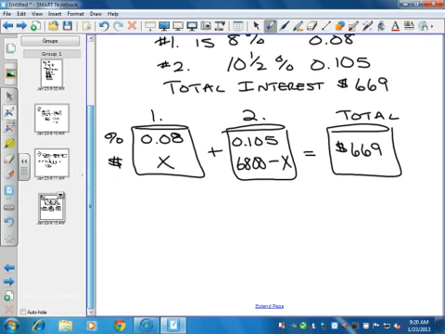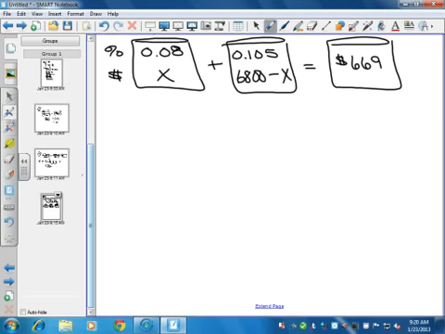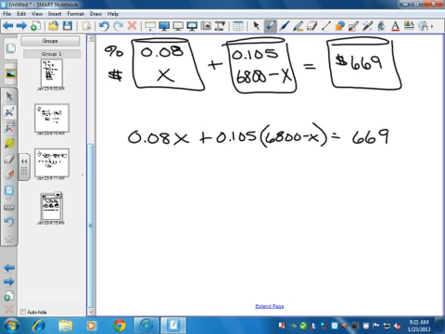Okay. Now, the idea of these little containers is that you're going to multiply each one of these containers. So we're going to multiply 0.08 times X and 0.105. Now we've got two things to multiply here, so I'm going to use parentheses around that. 6,800 minus X, and that last one's pre-done at 669. Okay, so that's how you get it out of the containers. It's a multiply. First one multiplied, second one multiplied equals the last one multiplied.